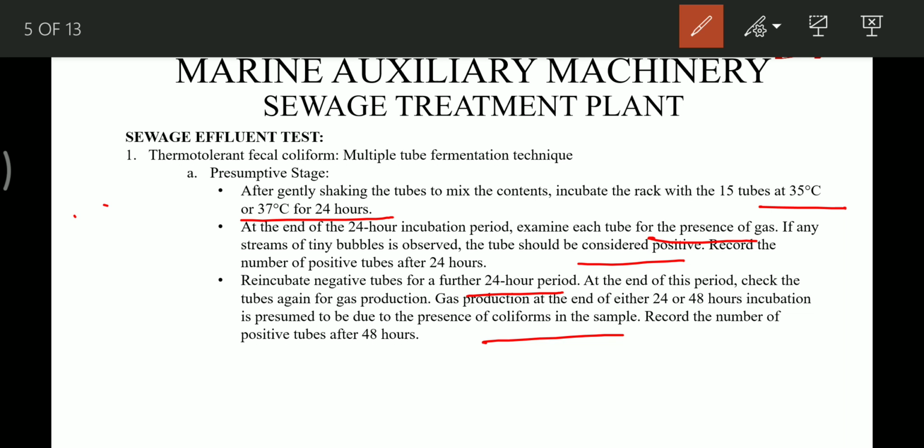So basically, in the first 24-hour incubation period, the positive test tubes are marked. Then the negative test tubes are incubated again for the next 24-hour period, and again the positive test tubes are marked. All the test tubes in this stage showing the presence of gas are marked as positive.